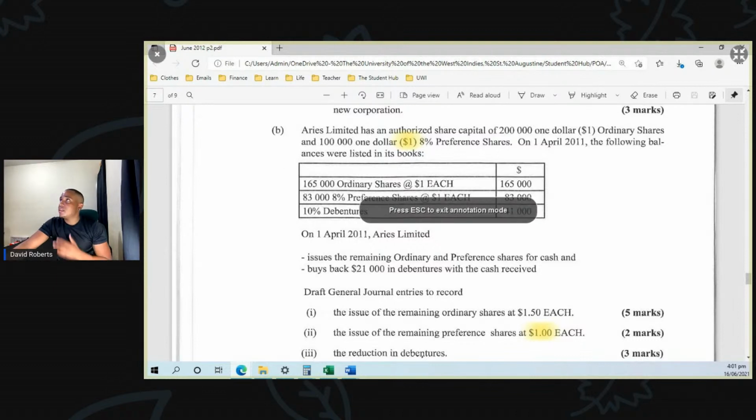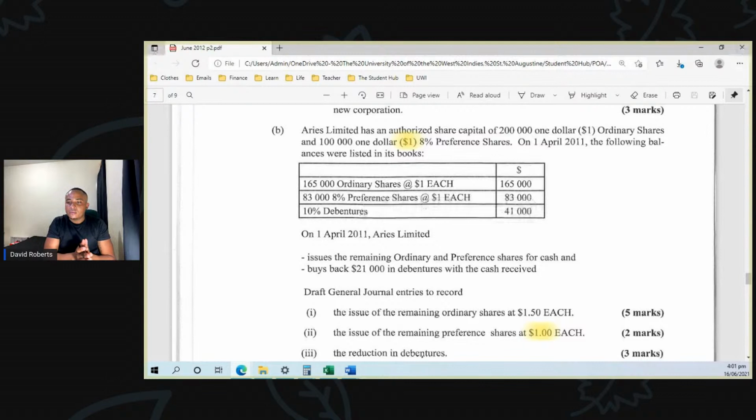There's no share premium, so that's correct. And why are we seeing that it doesn't have a share premium? Because the price that it is issued at is the same price that the preference shares were authorized at. And so therefore, we're just going to have a par value entry, and we'll do the cash part after. I'll explain that just now. Because at the same price, it's still at par value.